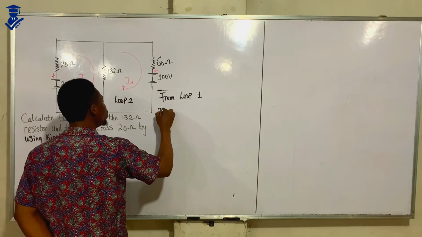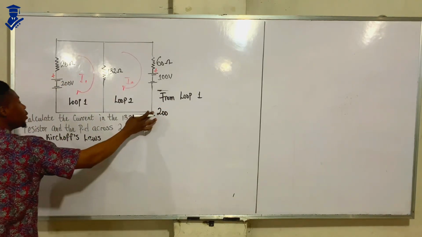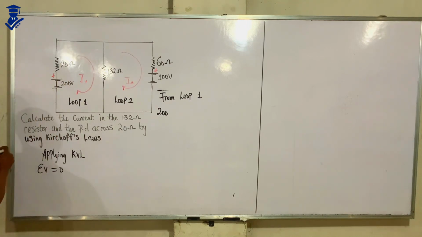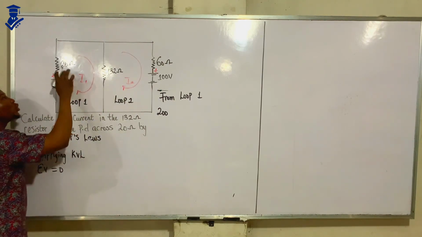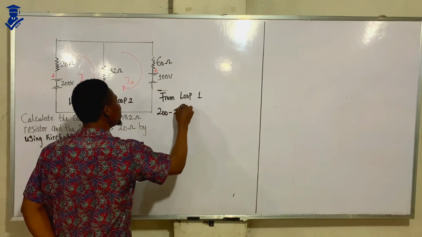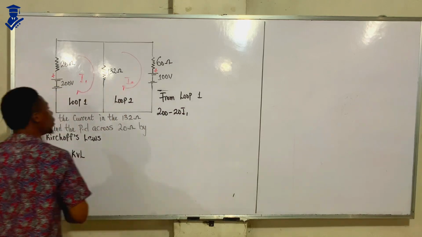I'm going to have 200, and it's going to be positive. Now, there's going to be a voltage drop on this 20 ohms resistor, and the current flowing through this is I1, so it's simply going to be minus 20 I1.